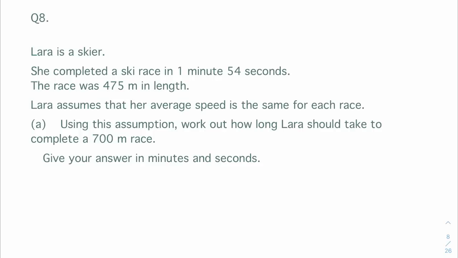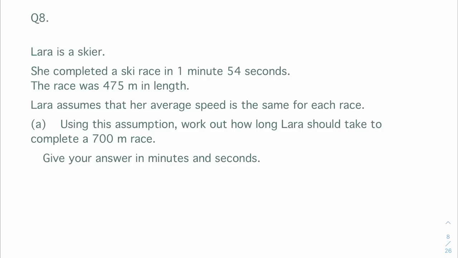But this question says Lara is a skier. She completed a ski race in 1 minute 54 seconds and the race was 475 metres in length. Lara assumes that her average speed is the same for each race. Using this assumption, work out how long Lara should take to complete a 700 metre race.